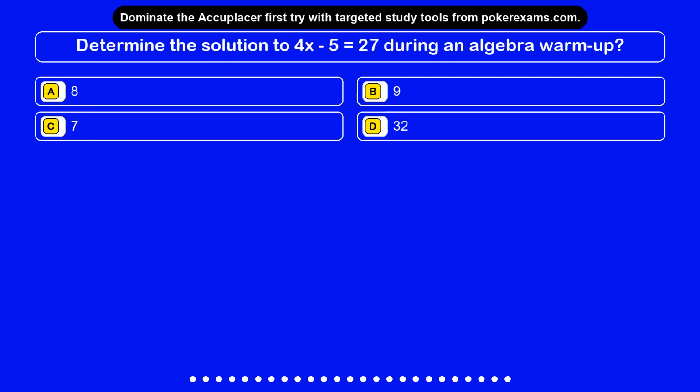Question 7. Determine the solution to 4x - 5 equals 27 during an algebra warm-up. Option A, 8. Option B, 9. Option C, 7. Option D, 32.